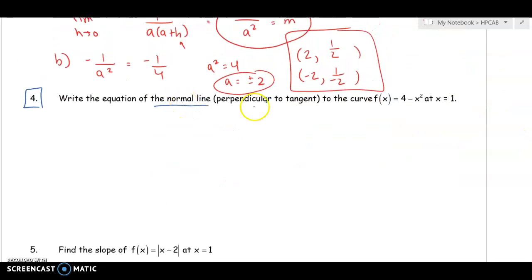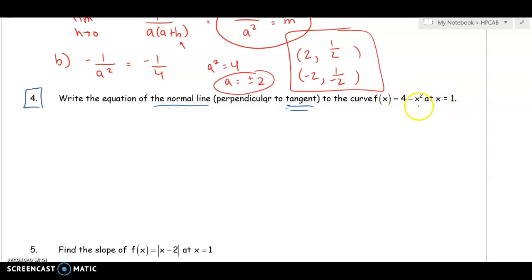The normal line is a line that is perpendicular to the tangent line. So what we're going to do is find out what the slope is of the tangent line, and then we can find the slope of the normal line, and then we can write the equation of the normal line. So we're going back to Algebra 1 a little bit with perpendicular slopes and point slope form and things like that.